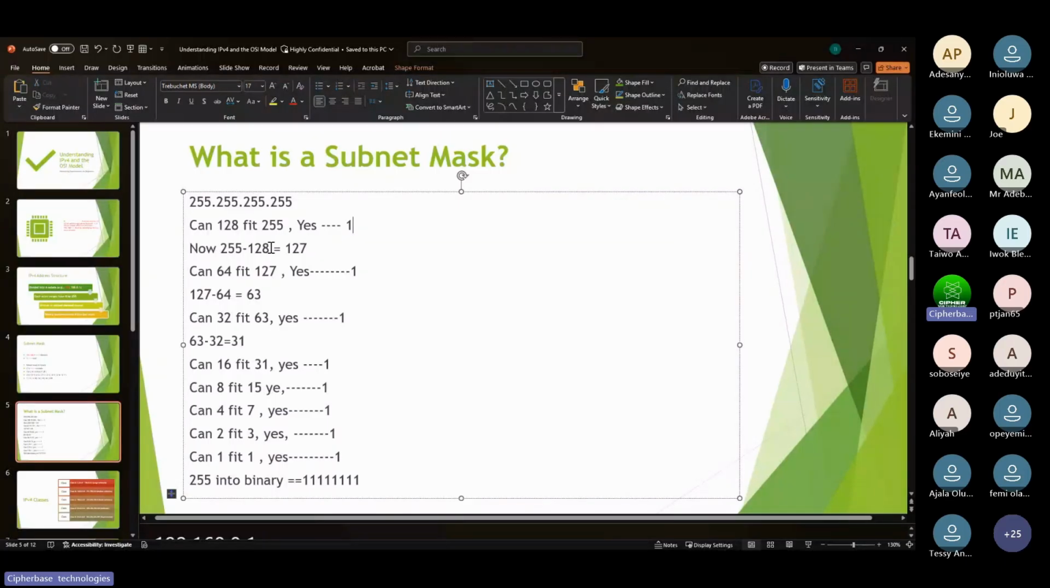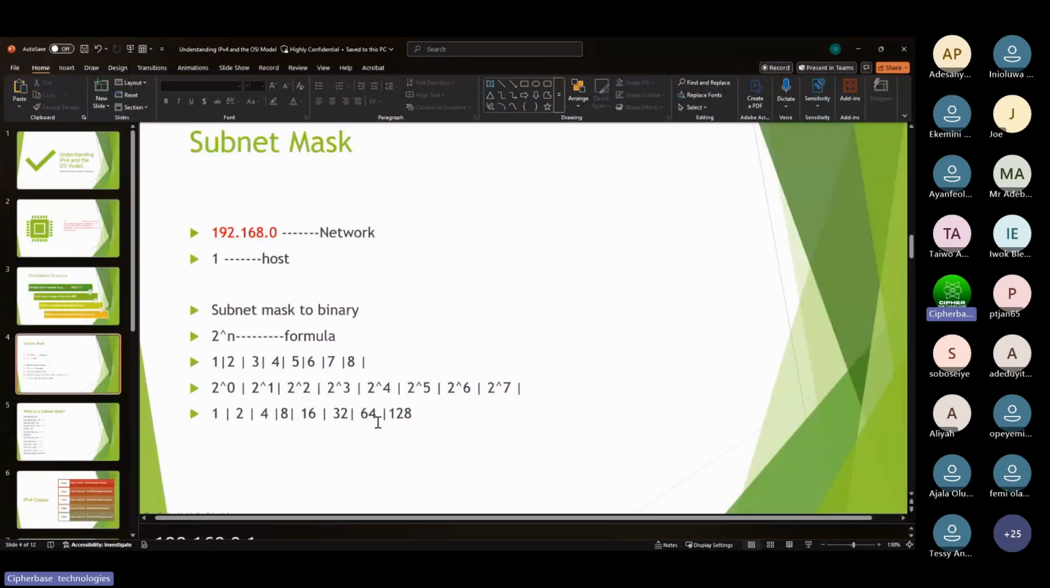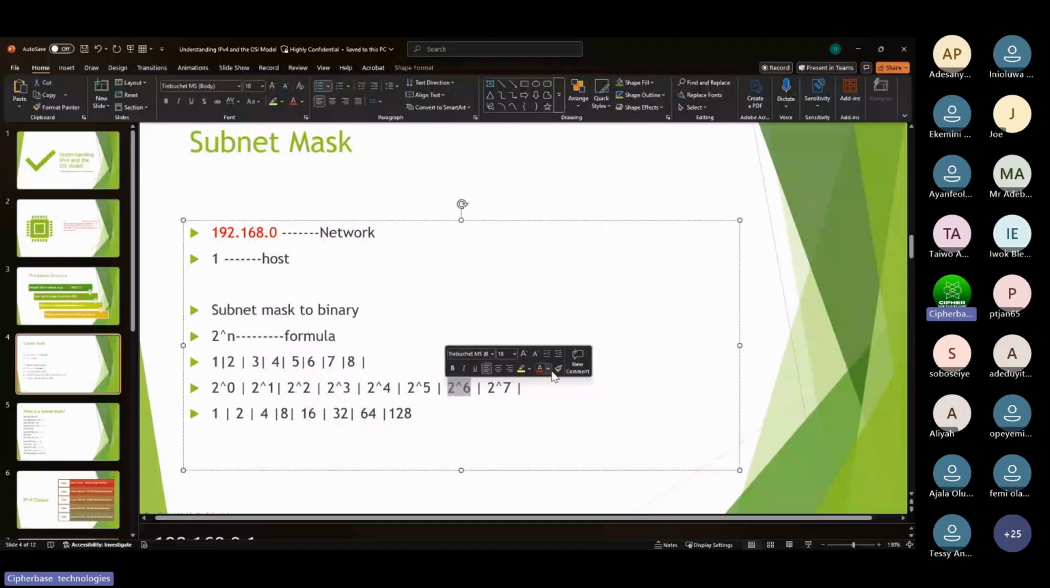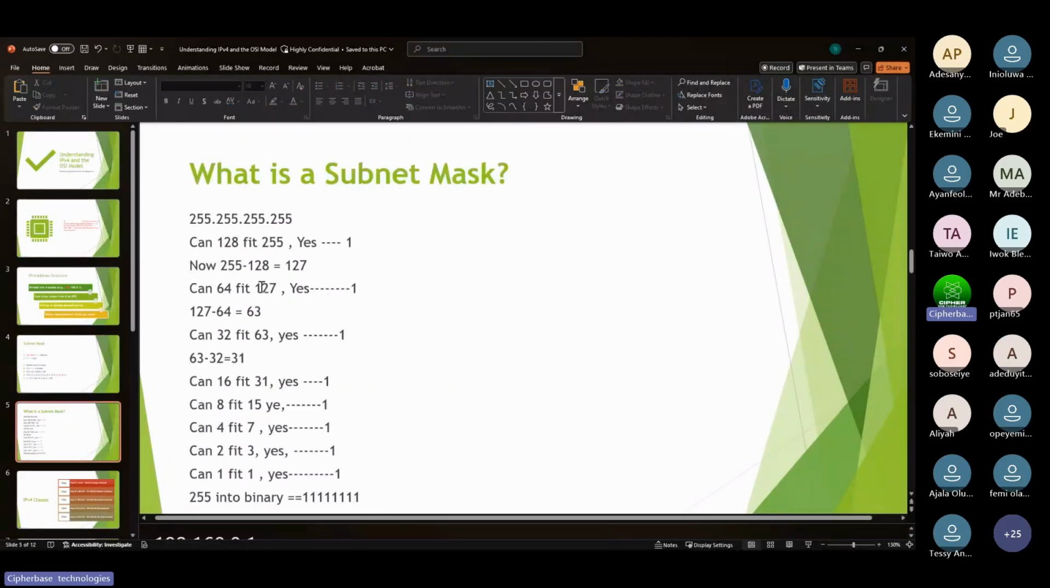Now you say, how many times can we see this 64? As you can see, the second number here, which is 64, is 2 raised to power 6. That's the next thing to do. Since we removed the first one, our remainder is 127. How many times can we see this 64 from 127, which is 1 as well? Then when we remove this 64 from 127, we get 63.